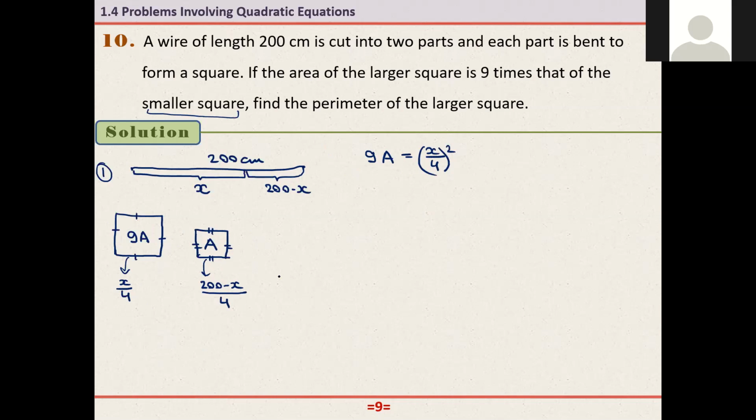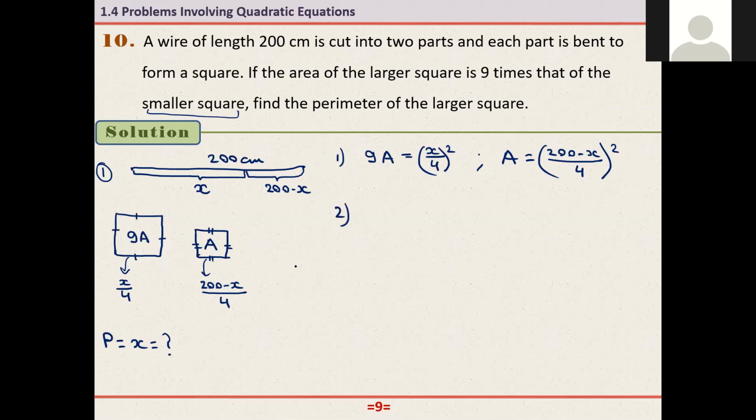And how about for this square, the small one, it is A, that's equal to 200 minus x over 4 squared. So these A's are the same, right? Here it says to find the perimeter of the largest square. What is the perimeter of the largest square? X over 4, x over 4, x over 4, x over 4. That's equal to x. So this perimeter is equal to x. We are looking for the value of this x. So now we got the equation.